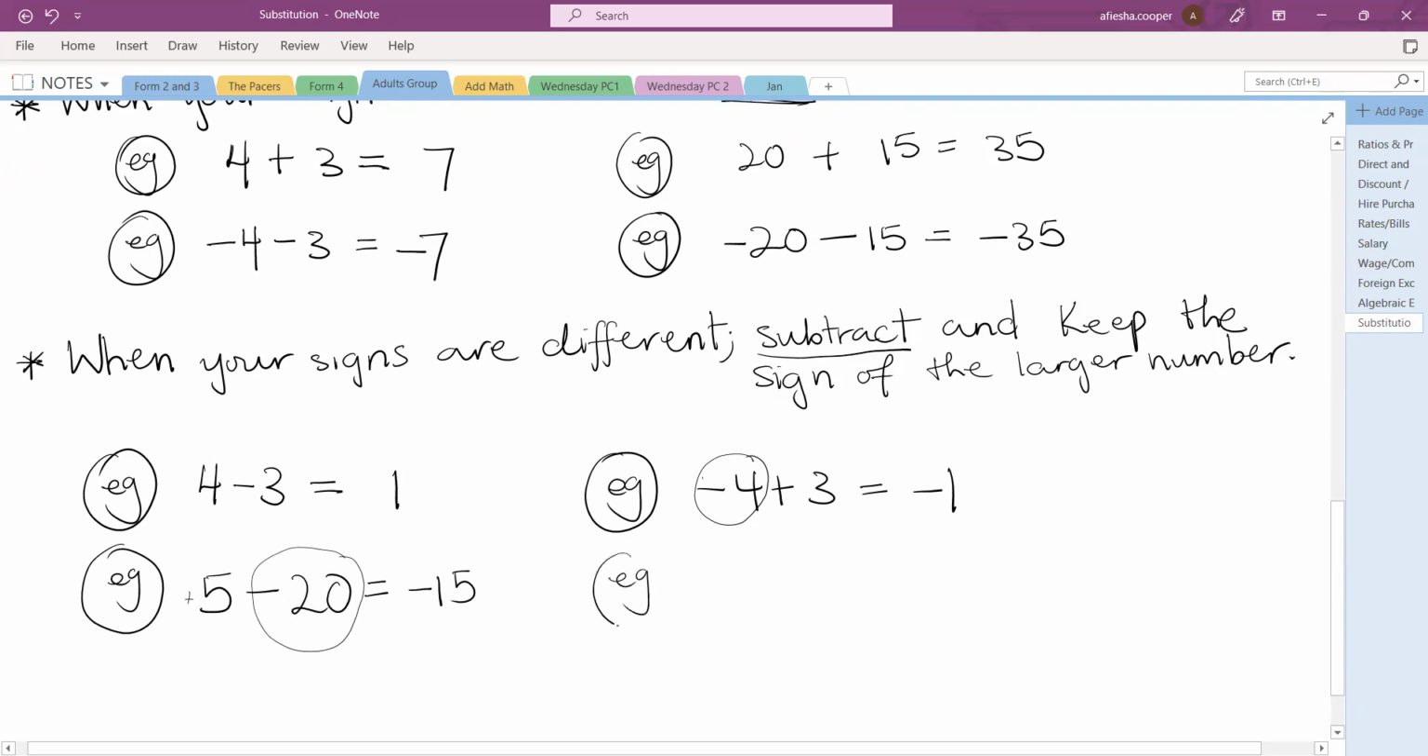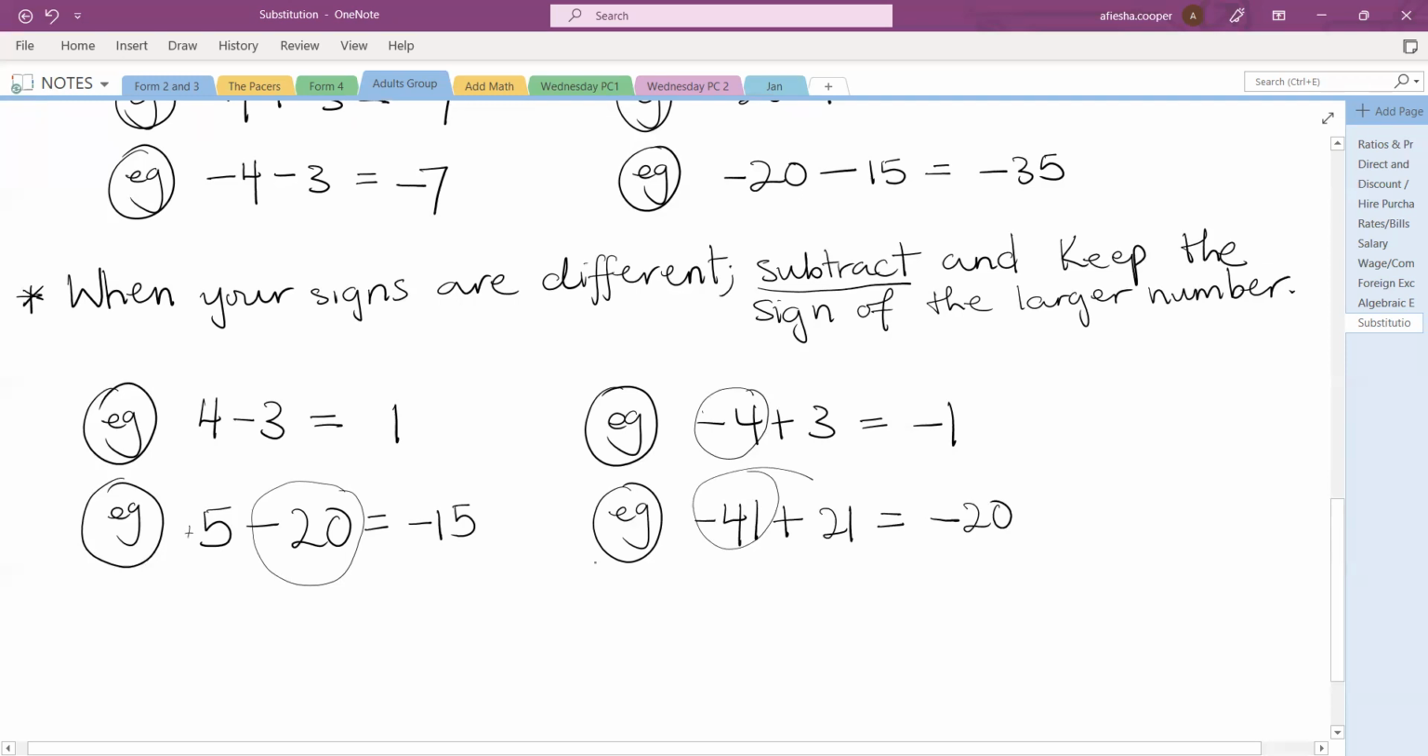Last example, we say 41, negative 41, add 21. Again, I am seeing an addition sign in the middle there, but my first number is a negative number, so I cannot add them. My rule says when the signs are different for addition and subtraction, I must subtract. So I have to say 41 minus 21, which is 20, and I keep the sign of the larger number, which is negative 20.